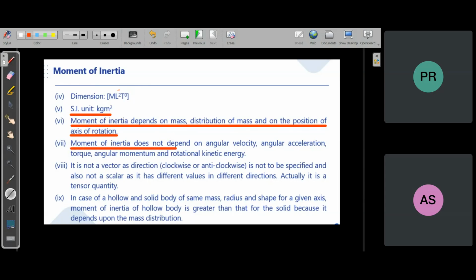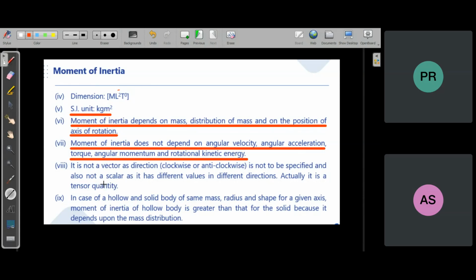Moment of inertia has nothing to do with whether the body is rotating or not rotating, angular velocity, torque. No. It only depends on mass and distribution of mass about the axis. Moment of inertia is not a vector quantity.